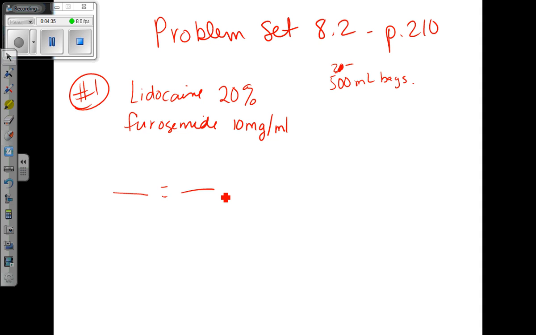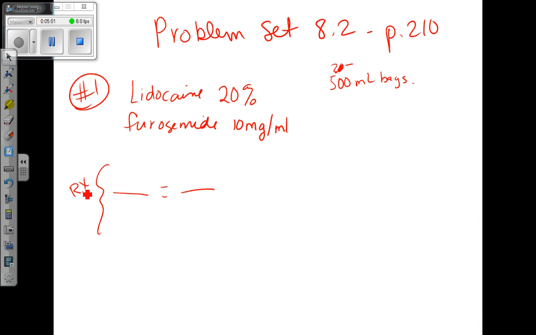So for the RX, we'll do the lidocaine first. It says lidocaine in the RX 2.5 grams. So for the RX side, we want to divide it in half because this prescription is for 1,000 milliliters, but we're going to do it 500 milliliters for 2 bags. So you want to half everything.